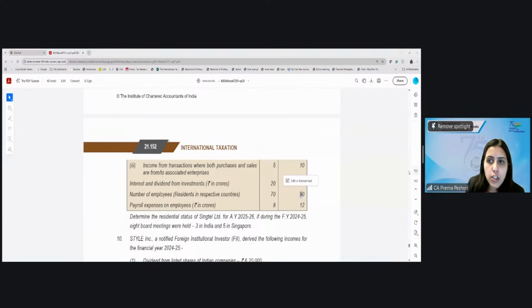Last, the payroll expenditure test. Now, if you look at the payroll expenditure, it is 8 and 12. 40%. So even this test is satisfied. So if the active business outside India test is satisfied, what will happen?